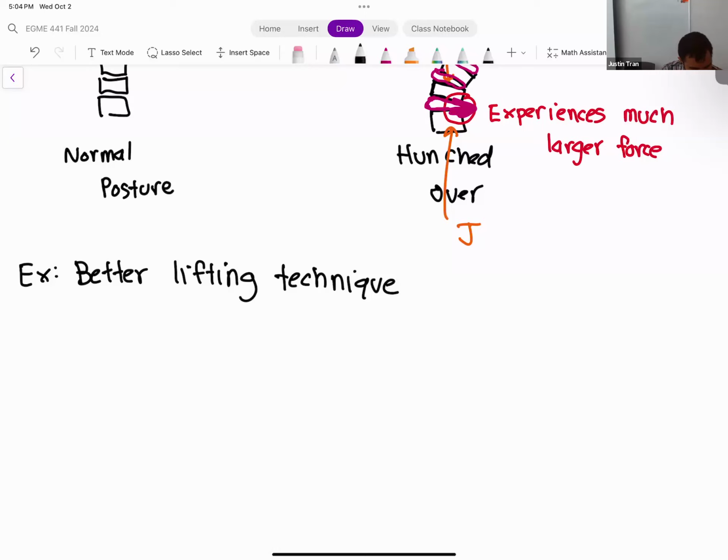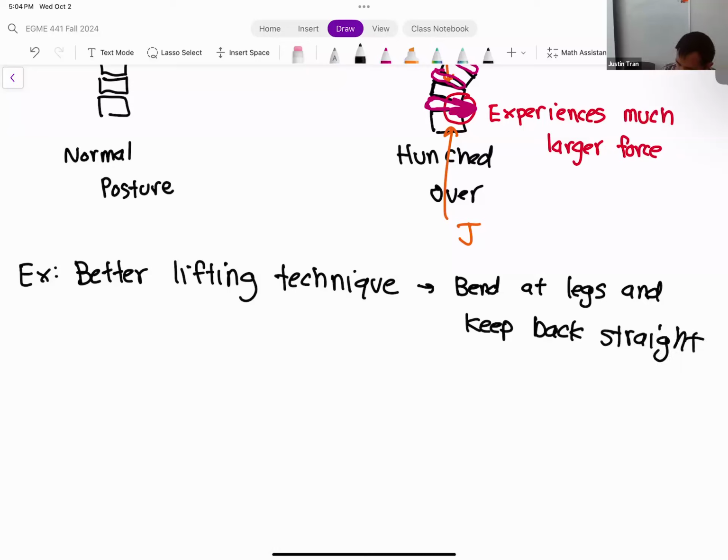Okay. So remember, the proper lifting technique is that instead of bending over your back, bend your legs as much as possible to try to keep your back as straight as possible. And what you're going to see is that actually the key part of this is keeping your back straight. That's the part that's going to alleviate a lot of the stress.